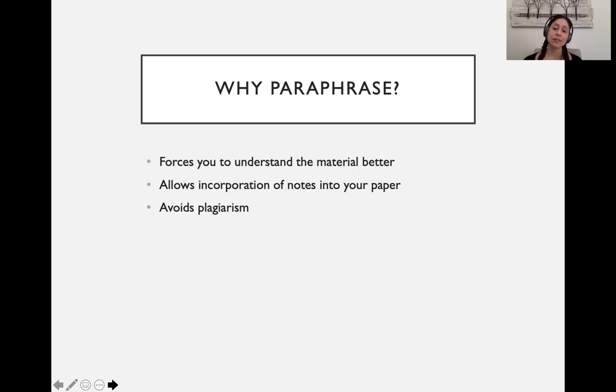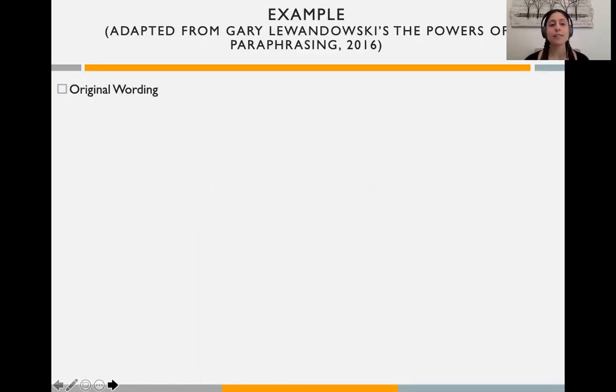And perhaps most importantly for this class and for your future writing, it avoids plagiarism, because unless you paraphrase something, everything needs to be directly quoted and cited. And then if you're directly quoting and citing everything, what did you write? Not much. Okay, so here's an example.